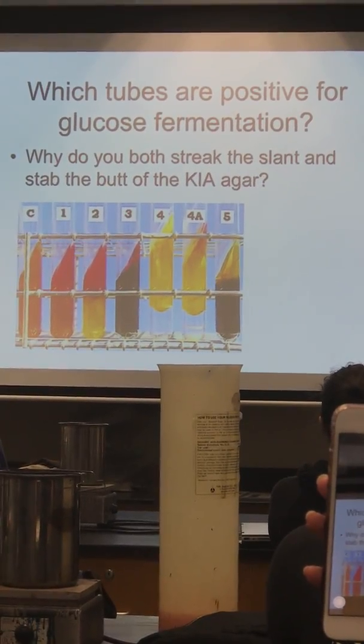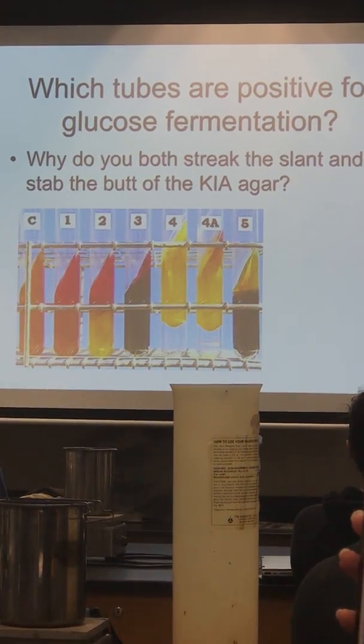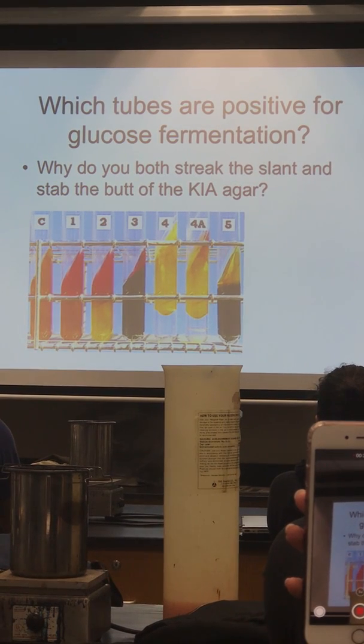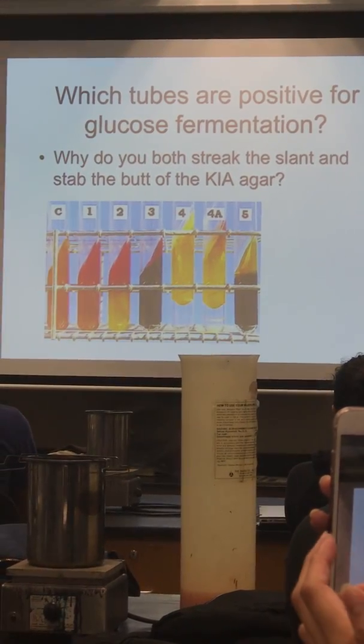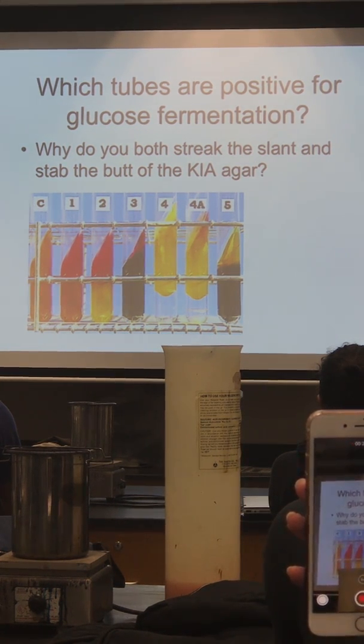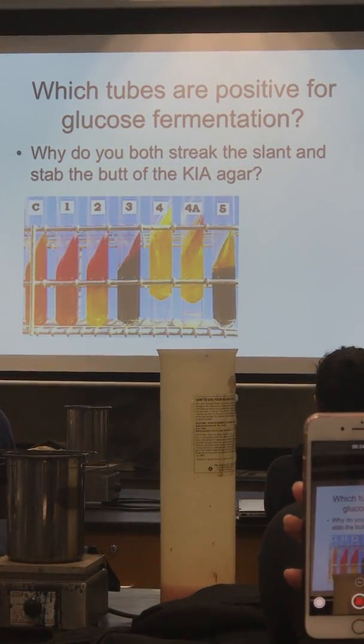Which tubes? For lactose fermentation. Oh, 4, 5, 4, 8. 4, 4A, and 5. Okay? Lactose fermentation, you'll get yellow throughout.